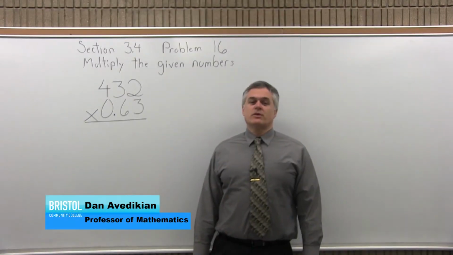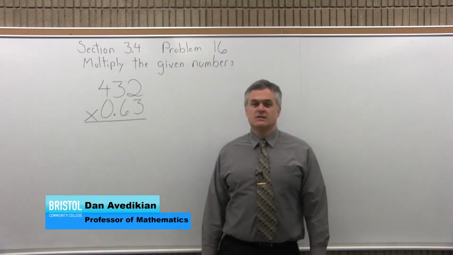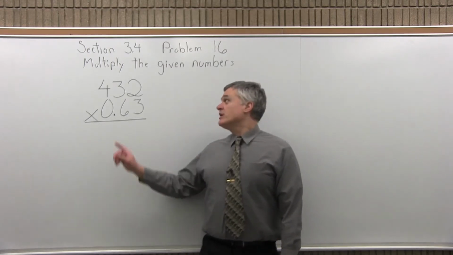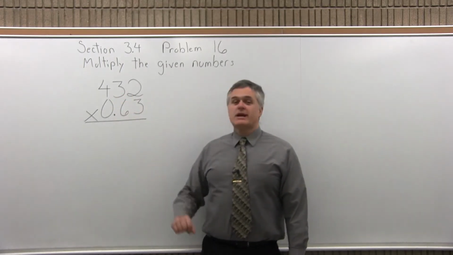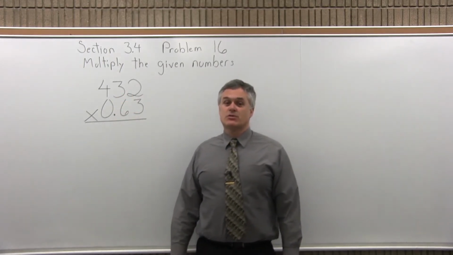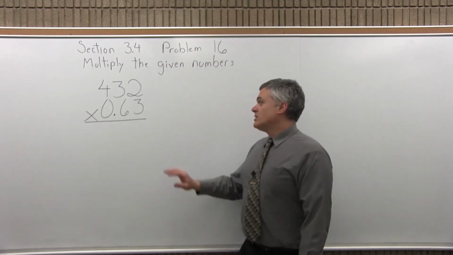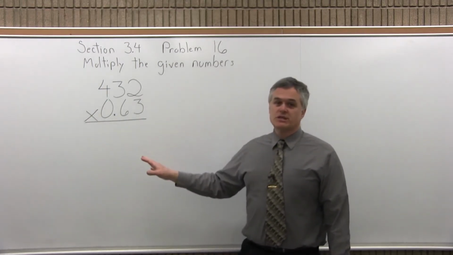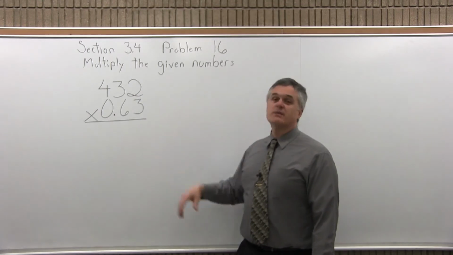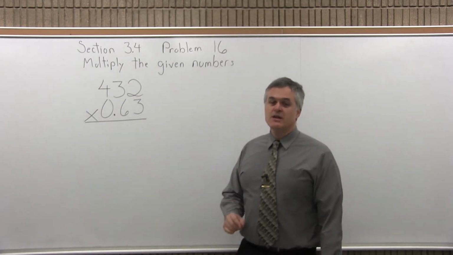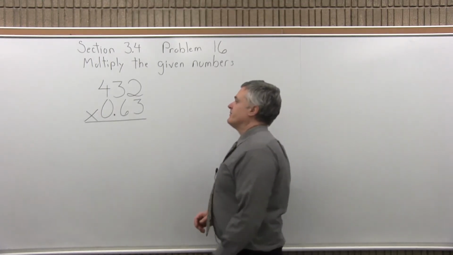This is Section 3.4, Problem 16. It says multiply the given numbers, and we have 432 times 0.63. So to multiply this, just at first ignore the decimals. Just multiply 432 times 63. Get an answer for that, and then put the decimal where it needs to go.